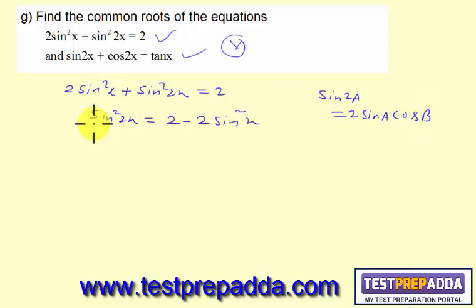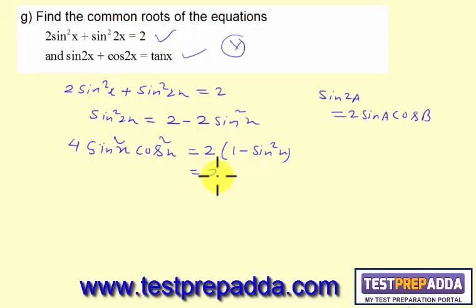Okay, so I can write this as 2 sine x cos x. Since it is squared, it becomes 4 sine square x cos square x. So 4 sine square x cos square x is equal to, if I take 2 common, 1 minus sine square x. 1 minus sine square x is what? Cos square x. 2 cos square x.